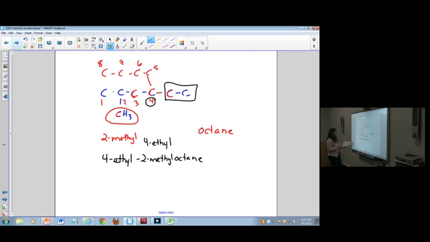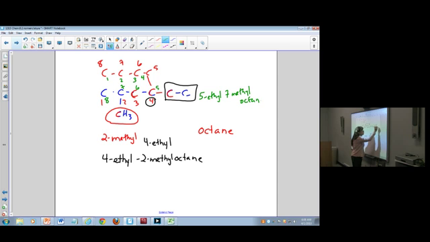All right, let's talk about if you numbered this incorrectly. And I know it's getting messy, but let's assume that you numbered it wrong. Let's say you decided this was 1, 2, 3, 4, 5, 6, 7, and 8. And if you told me that this was 5-ethyl, 7-methyl octane, you would get the answer wrong because I can get lower numberings by numbering in the other direction. So this is not correct, and this one is.